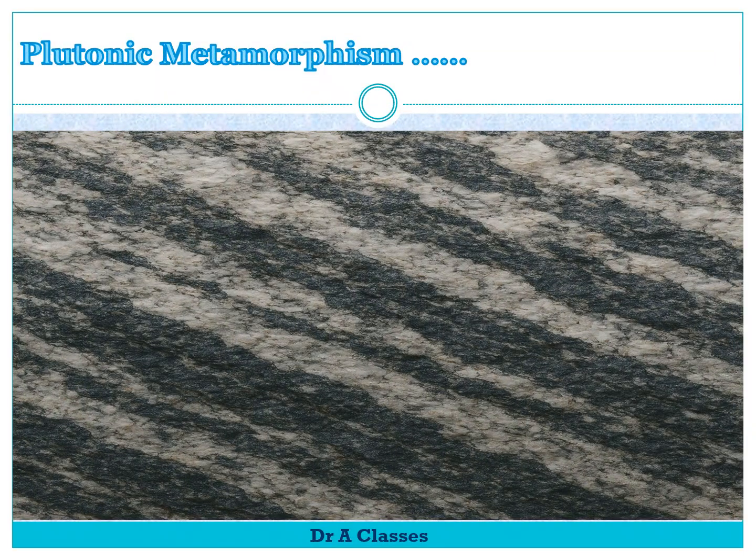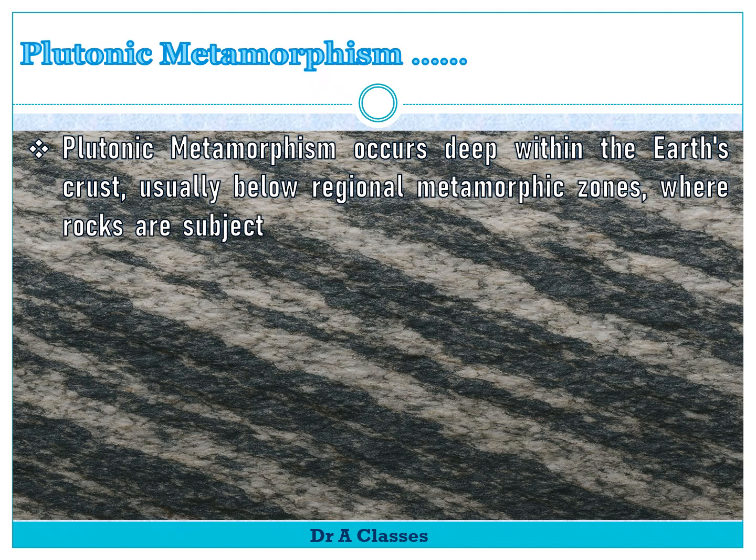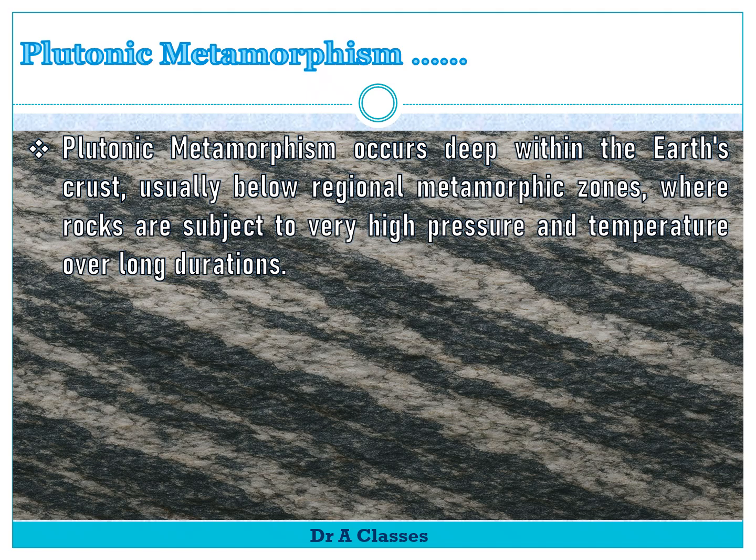Plutonic metamorphism. The rock shown is produced by plutonic metamorphism, which is a coarse-grained, deep-seated metamorphic rock formed under high temperature and pressure in the deep crust. Plutonic metamorphism occurs deep within the Earth's crust, typically beneath regional metamorphic zones, where rocks are exposed to very high temperatures and pressures for extended periods.